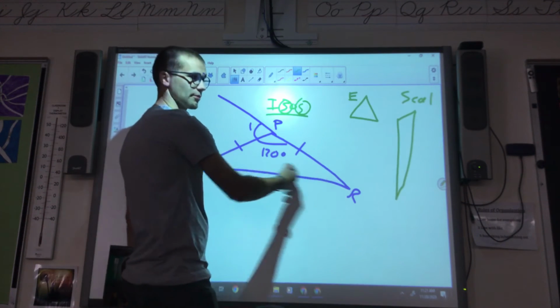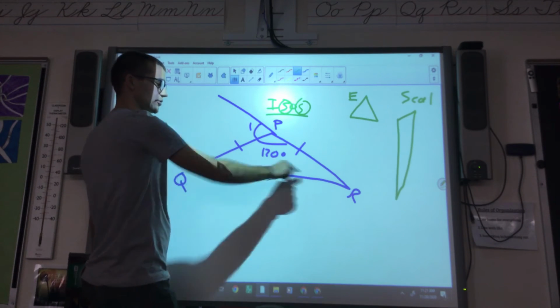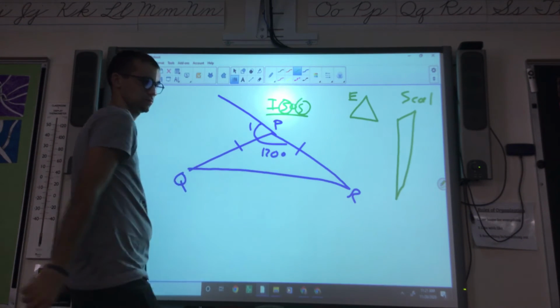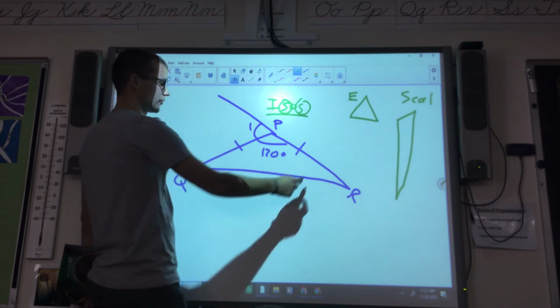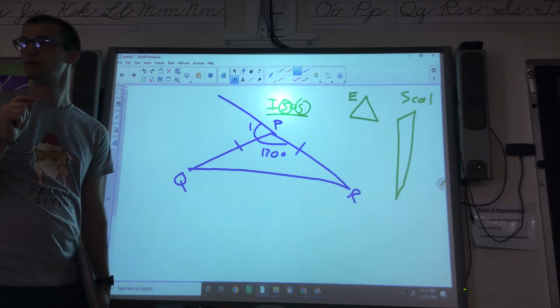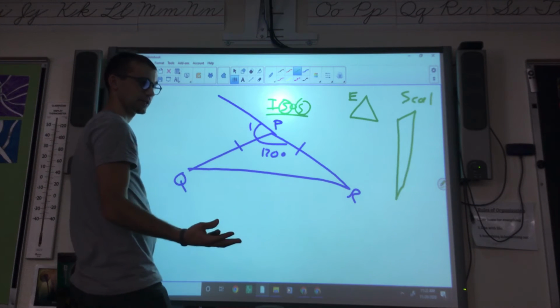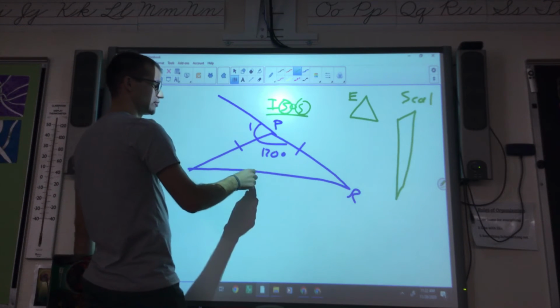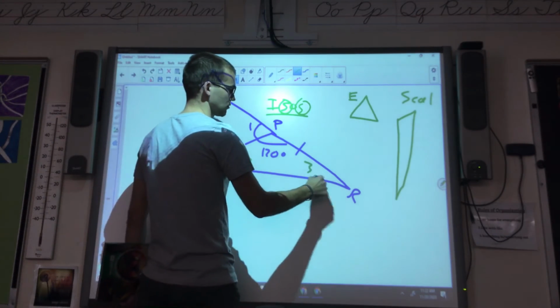That also means that the opposite angles are going to be the same. So this is 120. How many degrees do we have to split between these two? If this is 120, how many degrees do we have left over? Remember, it adds up to 180 total. Oh, 60. So we have 60 to split between the two. 30. So they're 30 each.